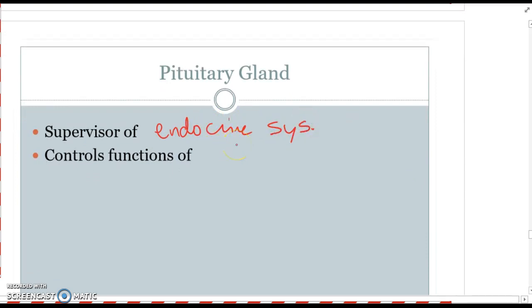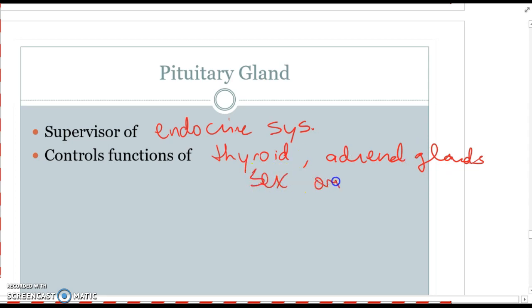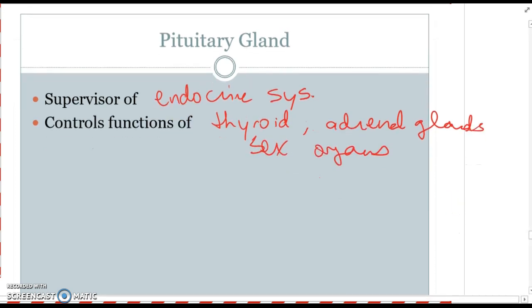The pituitary gland is the supervisor of the endocrine system, which we haven't learned yet, but there are different glands and they send different information to different parts of the body. Your thyroid gland is one example. Your adrenal gland is another one. Your sex organs are something else. So that's what actually controls the sending of information that would cause things like testosterone and estrogen. So it's the pituitary gland.